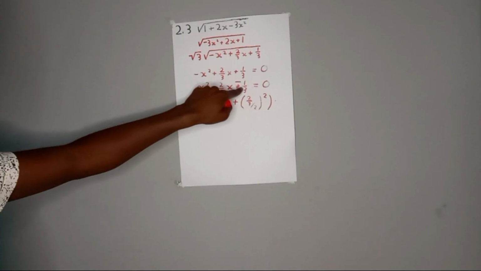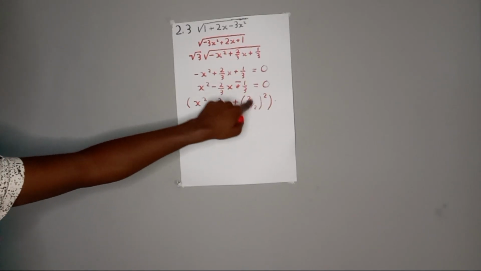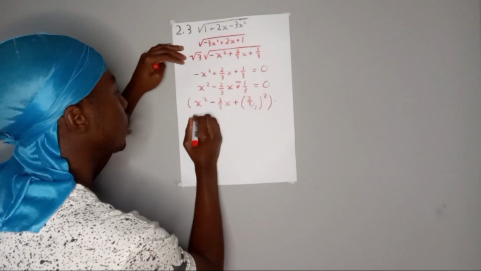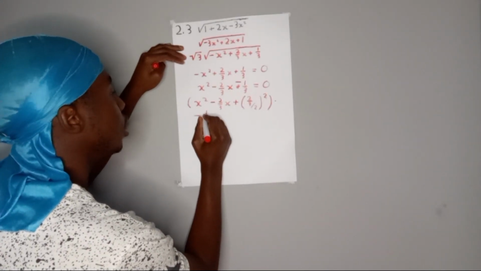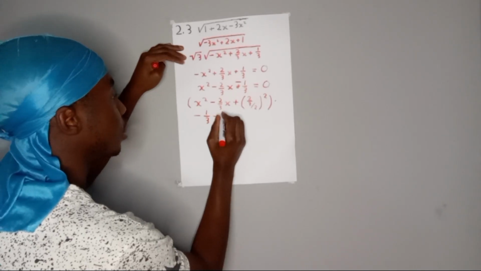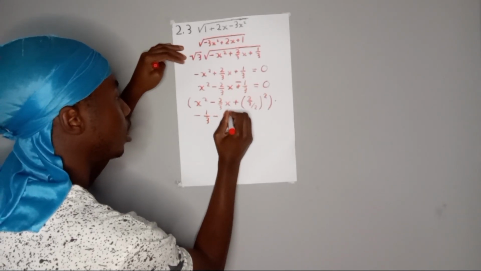You're going to use this -1 over 3 and subtract whatever number we get there. I'll just put it right here, because there's no space, and say minus that.